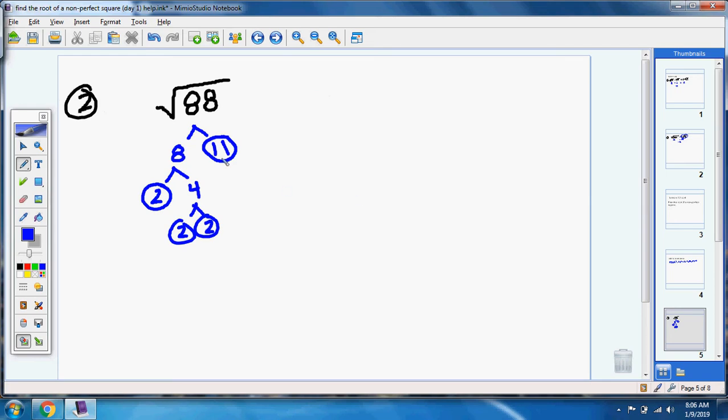Do I have a pair with my 11? No. Do I have a pair with my 2s? Yeah. So come on over here. And let's say, since I've got a pair of 2s, isn't that really a 2 squared? Because there's 2 of them? Yeah. So I'm going to go ahead and say I've got a square root. Remember, it's the square root of 88, so it's still a square root over here.